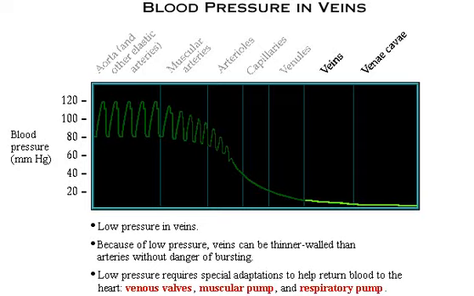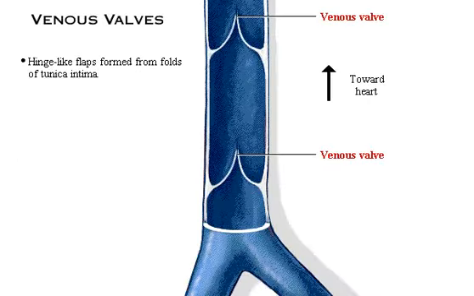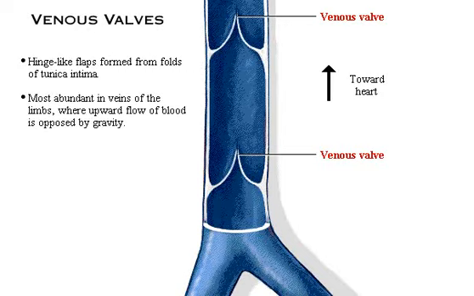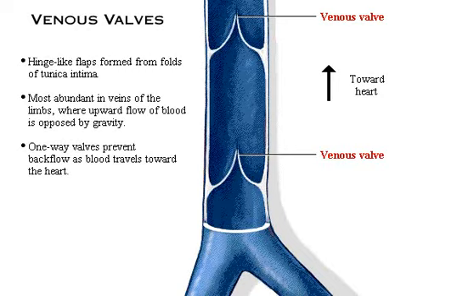However, the low pressure condition demands some special adaptations to help return blood to the heart. Venous valves, the muscular pump, and the respiratory pump all assist in returning blood to the heart. Venous valves are hinge-like flaps formed from folds of the tunica intima. They are most abundant in the veins of the limbs, where the upward flow of blood is opposed by gravity. The one-way venous valves prevent backflow as blood travels toward the heart. Click on a valve to see the direction of blood flow.